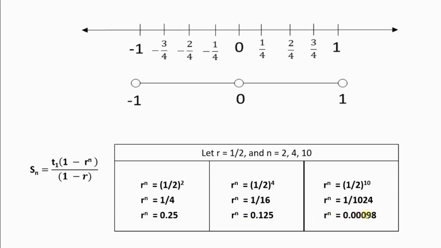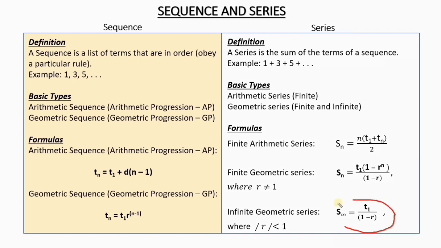Now, we see that as we increase the value of n, r to the n power goes to 0. So there's this general concept that as n goes to infinity, the value of r to the n power goes towards 0. So we consider this to be 0 for an infinite geometric series, meaning our Sn is simply T1 over 1 minus r, which is this equation.